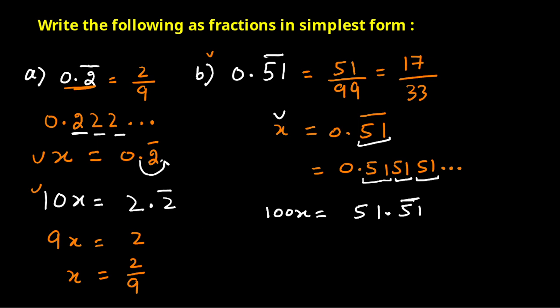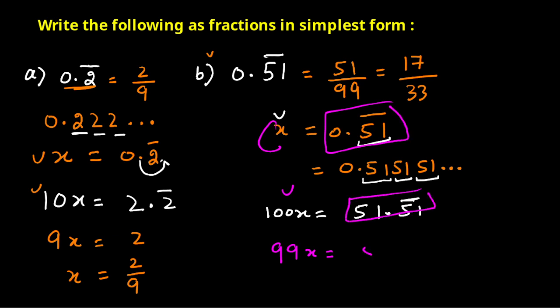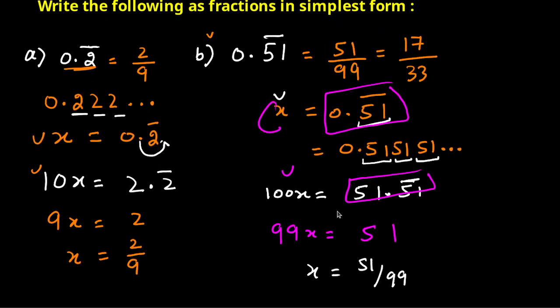Now subtract again, because we want to find x. Subtracting x from 100x, I get 99x. That is simple. And subtracting 0.51 bar from 51.51 bar, I get 51. Now dividing by 99 on both sides, I get x equal to 51 over 99. So this is my final answer, 51 over 99.